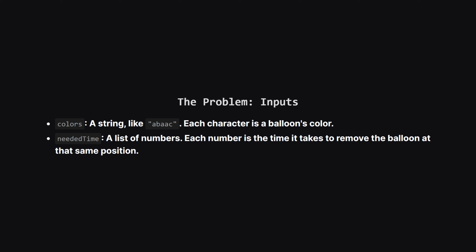First, a string of colors. You can think of each character as one balloon on the rope. Second, we get a list of numbers called needed time. This list matches up with the balloons. So the number at index I tells us how many seconds it takes to remove the balloon at index I.